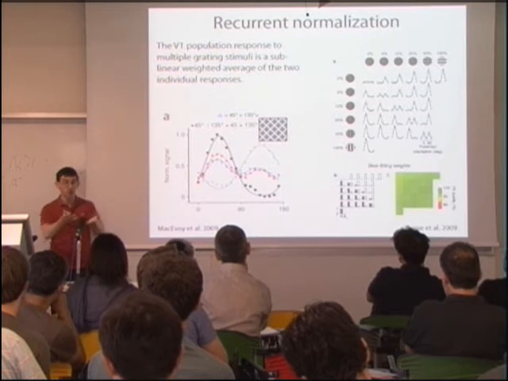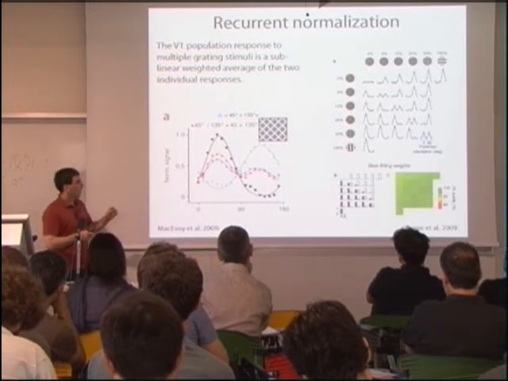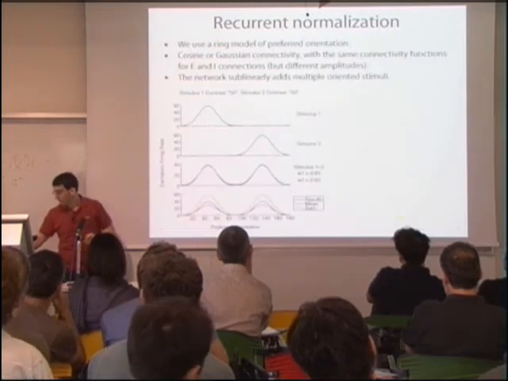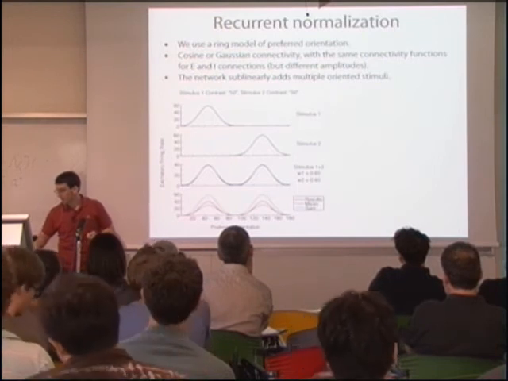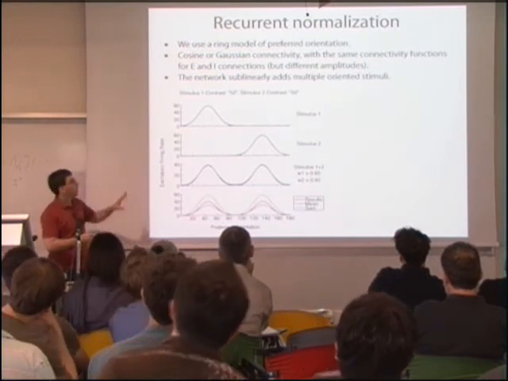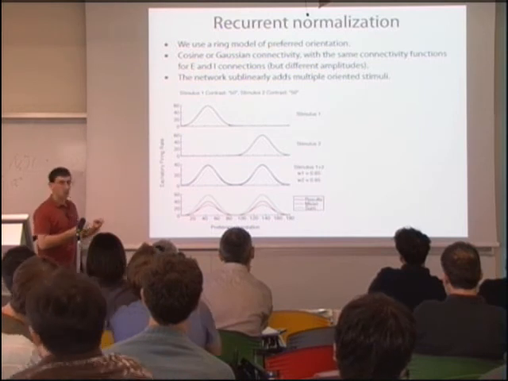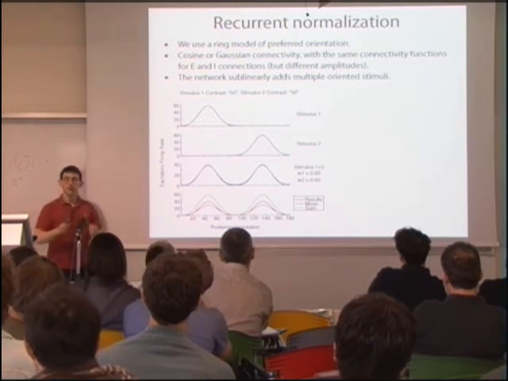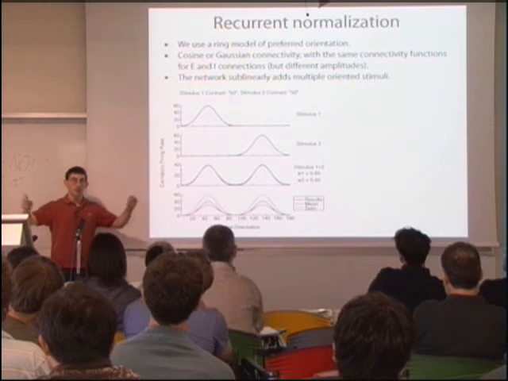We create a version of the ring model. And so we do that here. So we model a ring of preferred orientation. We also change the connectivity a lot here. So obviously, on a ring, connectivity is very different than it is across retinotopic space.